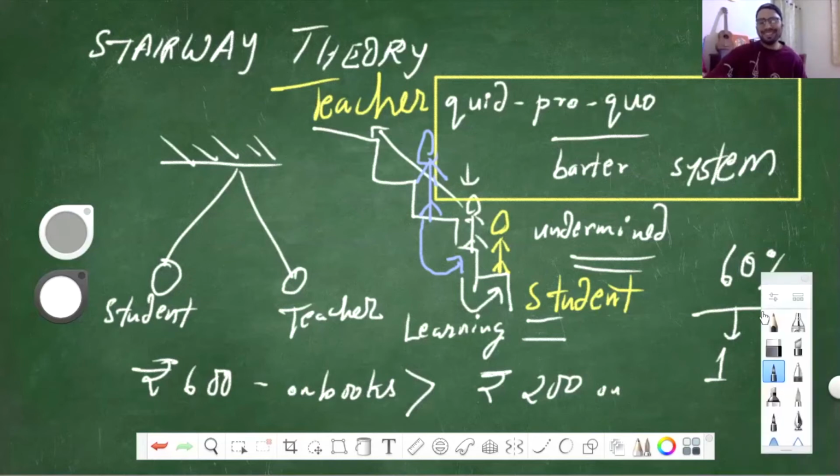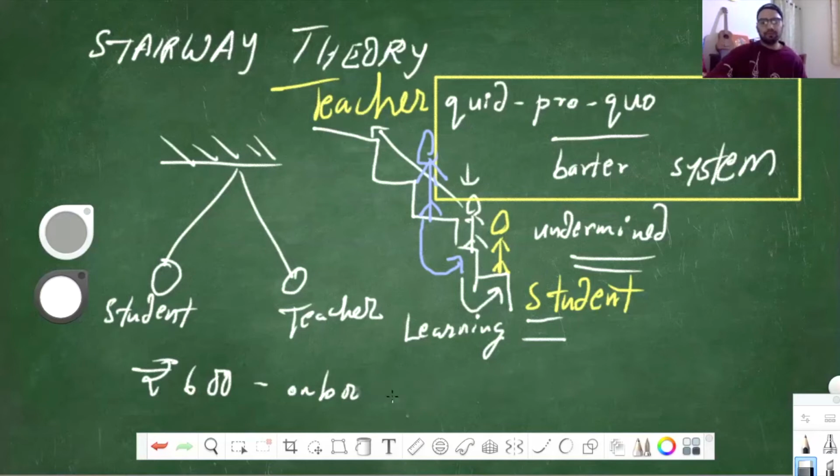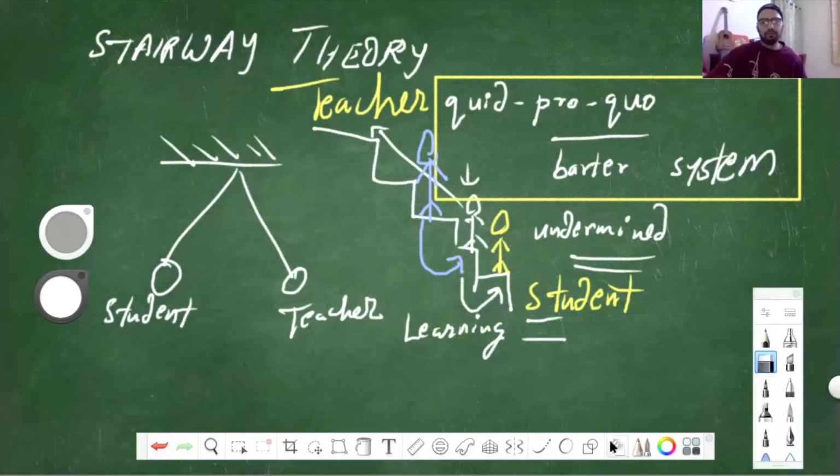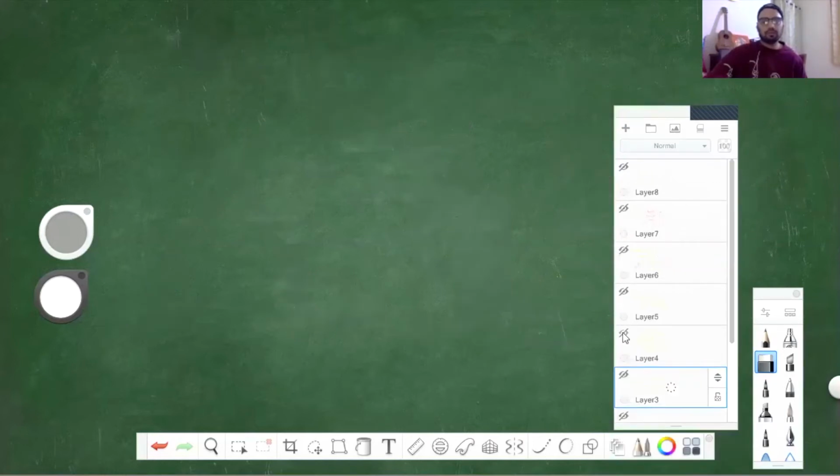Of course. So there is no yardstick to actually see who is above you or below you, but this is a certain model, a theory, the stairway theory, which we were talking about. Let's go to the next page.